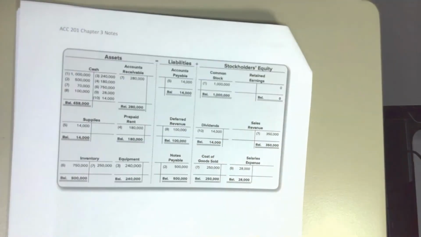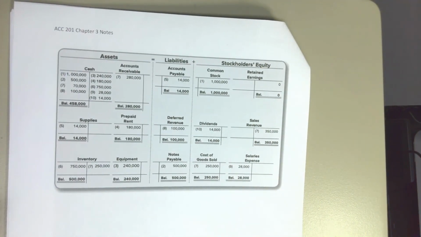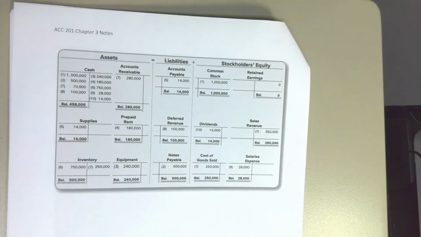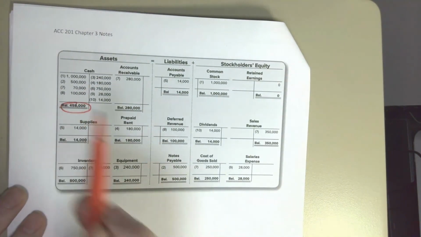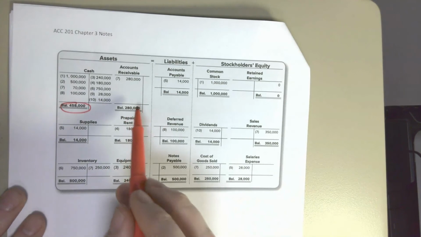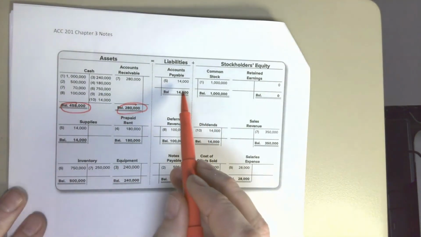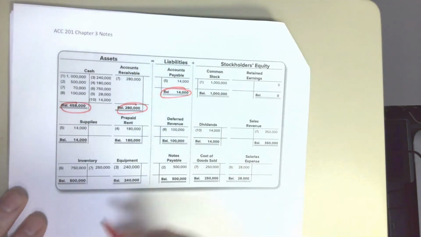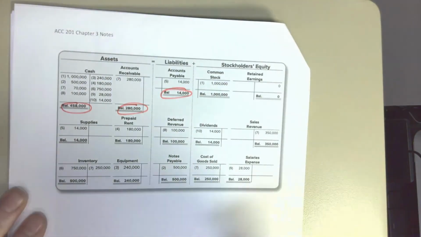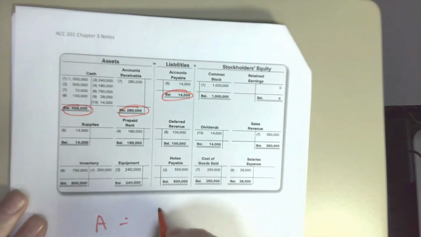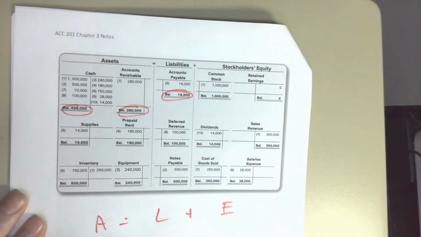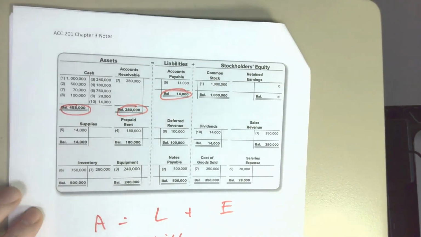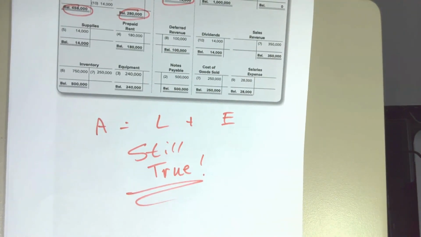And then finally, we're going to have a look here at our T accounts that we created. And these are all going to be the ending balances in our T accounts, right? Our ending balance for cash was $458,000. Ending balance for accounts receivable, $280,000. Ending in liabilities, $14,000. And then once you add all of these up, all of our assets, all of our liabilities, all of our equity, our A equals L plus E, still true. That is going to hold true throughout the entire accounting cycle.